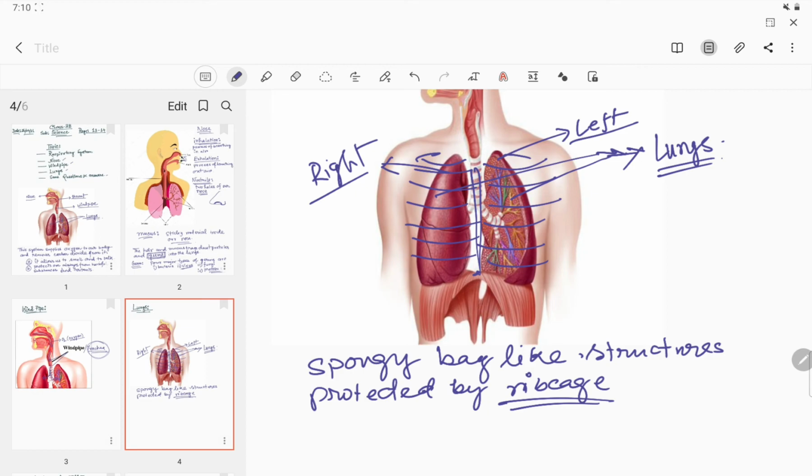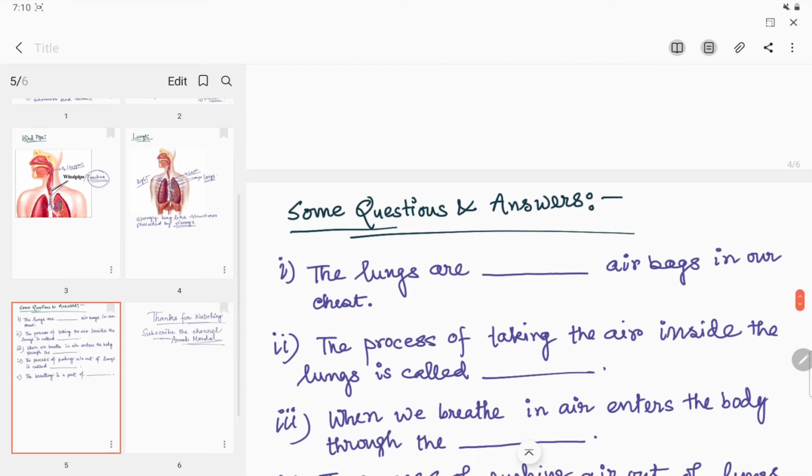Here is a question: did you know that the left lung of a human body is slightly smaller than the right lung? Yes, the left lung is slightly smaller than the right lung. But why? Because it shares space with the heart. That's why the left lung is slightly smaller than the right lung. Clear? Okay. Now I'm coming to some questions and answers.